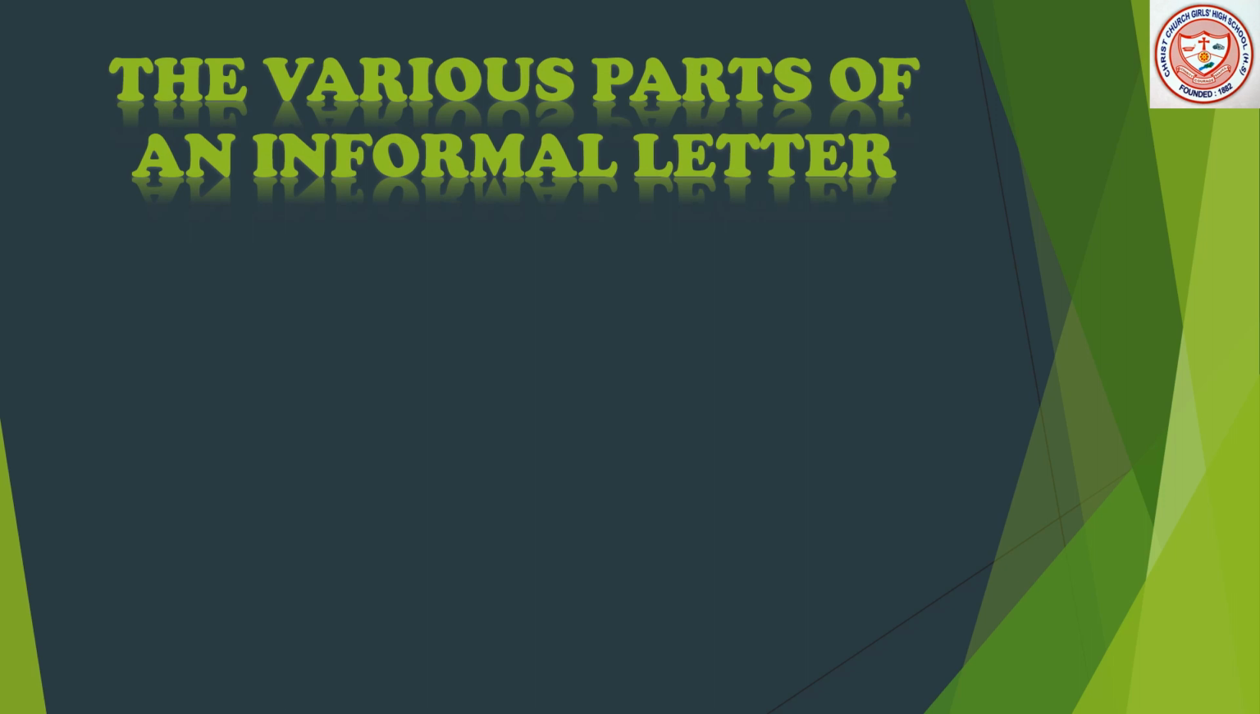Now we will be talking about the various parts of an informal letter. The first one is the heading. It has the writer's address and the date, which should be written at the top right hand corner of the letter. You can write the dates in two ways. That means 23rd January 2005 or January 23, 2005. That means we can use these two formats for writing the heading.